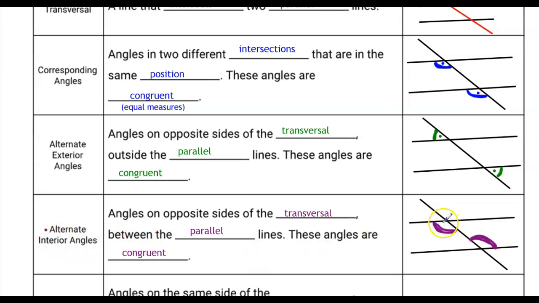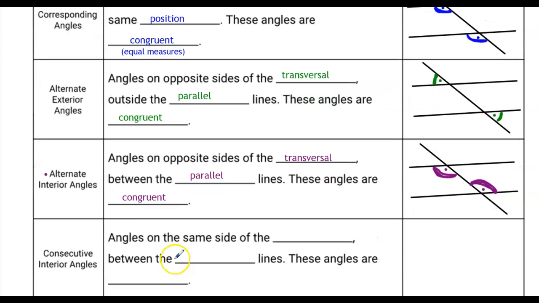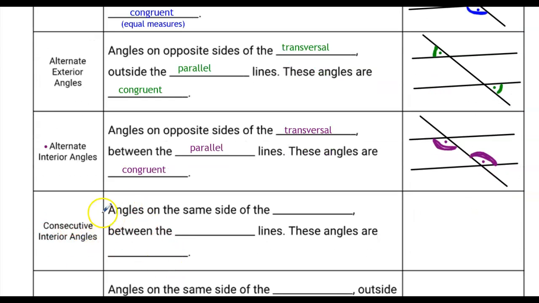This angle is on the left-hand side of the transversal. This angle is on the right-hand side. This angle is inside the two parallel lines because it's between those two parallel lines, and same thing here, it's between those two parallel lines. It tells us that the angles are congruent, which means that this angle is congruent to this angle. They're the same measure. All right, moving forward to consecutive interior angles.